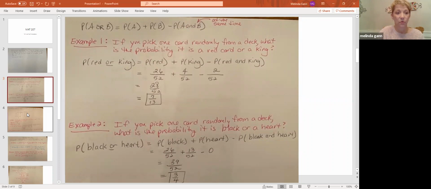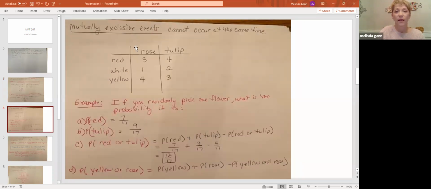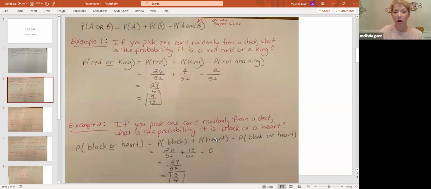All right, come look at this one. All right, your author really likes a table, but I need you to write this definition in your notes. Mutually exclusive events are events that cannot happen simultaneously. So they cannot happen at the same time. Okay, so back on this video, on this slide here, do you understand that hearts and black cards are mutually exclusive? If you know it's a heart, it can't be black. If you know it's black, it cannot be a heart. Okay, they cannot happen at the same time, so they're mutually exclusive.